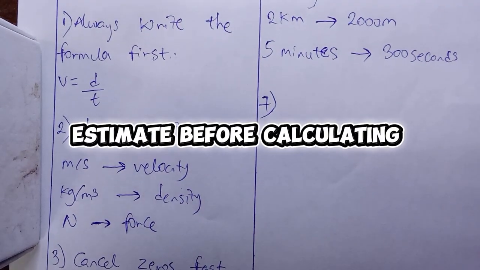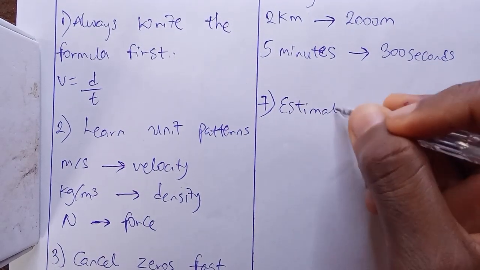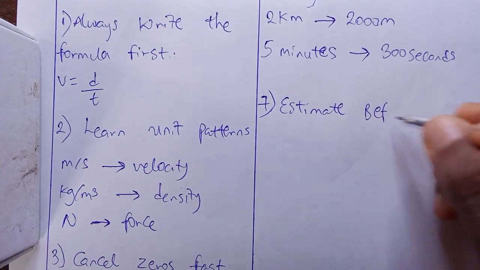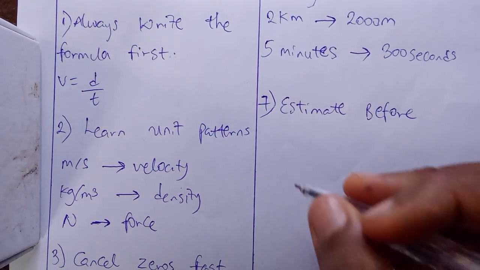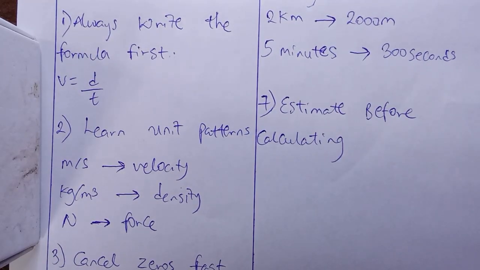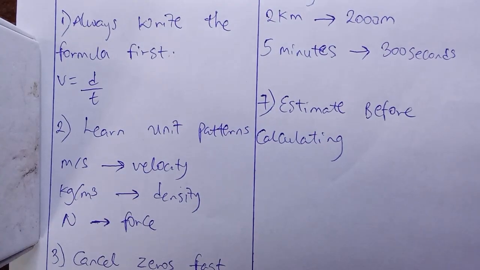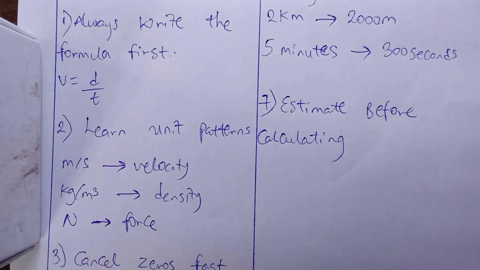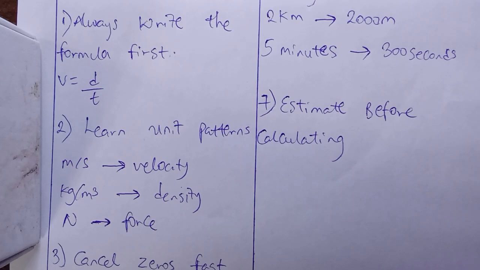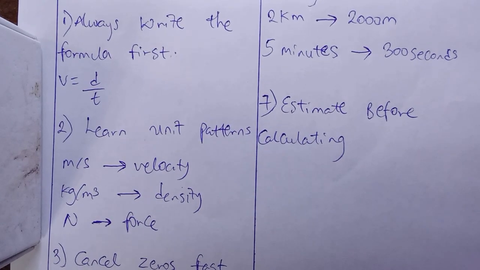Estimate before calculating. This is another important trick in physics. If your answer looks strange, check again. Example, the speed of a car cannot realistically become 5000 meters per second. If you solve and your speed gives 5000 meters per second, check again, because how can the speed of a car be 5000 meters per second? Is the car flying? I don't know if you understand.